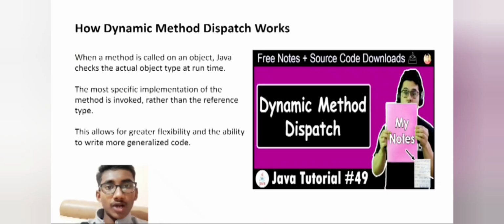Next, we can see how dynamic method dispatch works. When a method is called on an object, Java checks the actual object type at runtime. The most specific implementation of the method is invoked rather than the reference type. This allows for greater flexibility and the ability to write more generalized code.